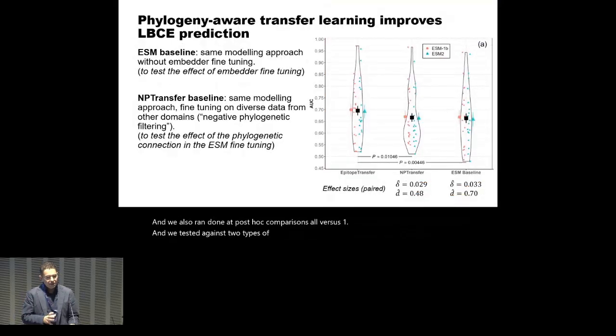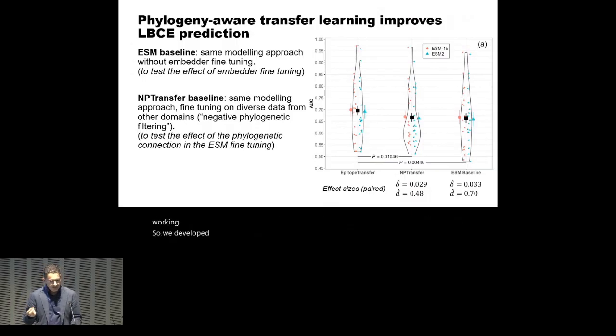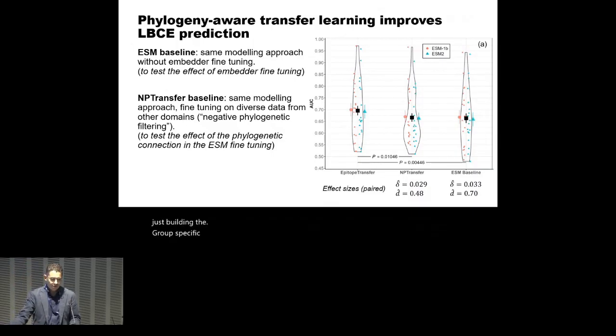The internal baselines that we developed were to test specific questions in terms of why our models were working, if they were actually working. So we developed two baselines. The first one we called ESM baseline, which is basically the same idea, but without the ESM fine-tuning. So we're using the raw ESM features and then just building the group-specific predictors downstream, but without fine-tuning. And that was, of course, to test the effect of fine-tuning.